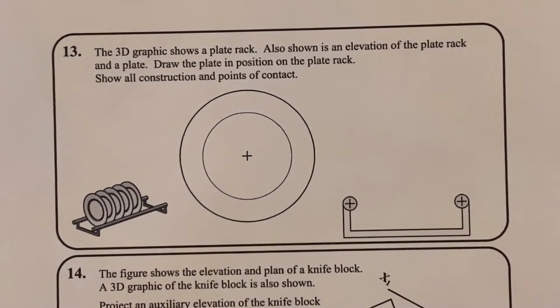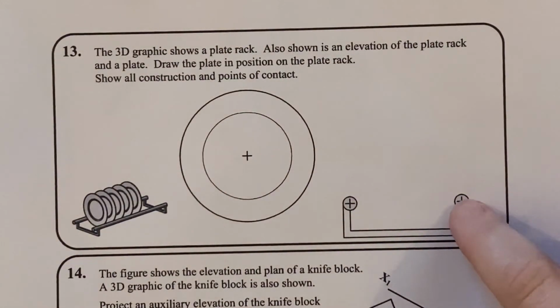What are we asked? 3D graphic shows a plate rack, also shown as an elevation of the plate rack and the plate. Draw the plate position on the rack and show all construction and point of contact. This is quite an easy one to my mind. Just be careful. We know what the radius of our plate is.